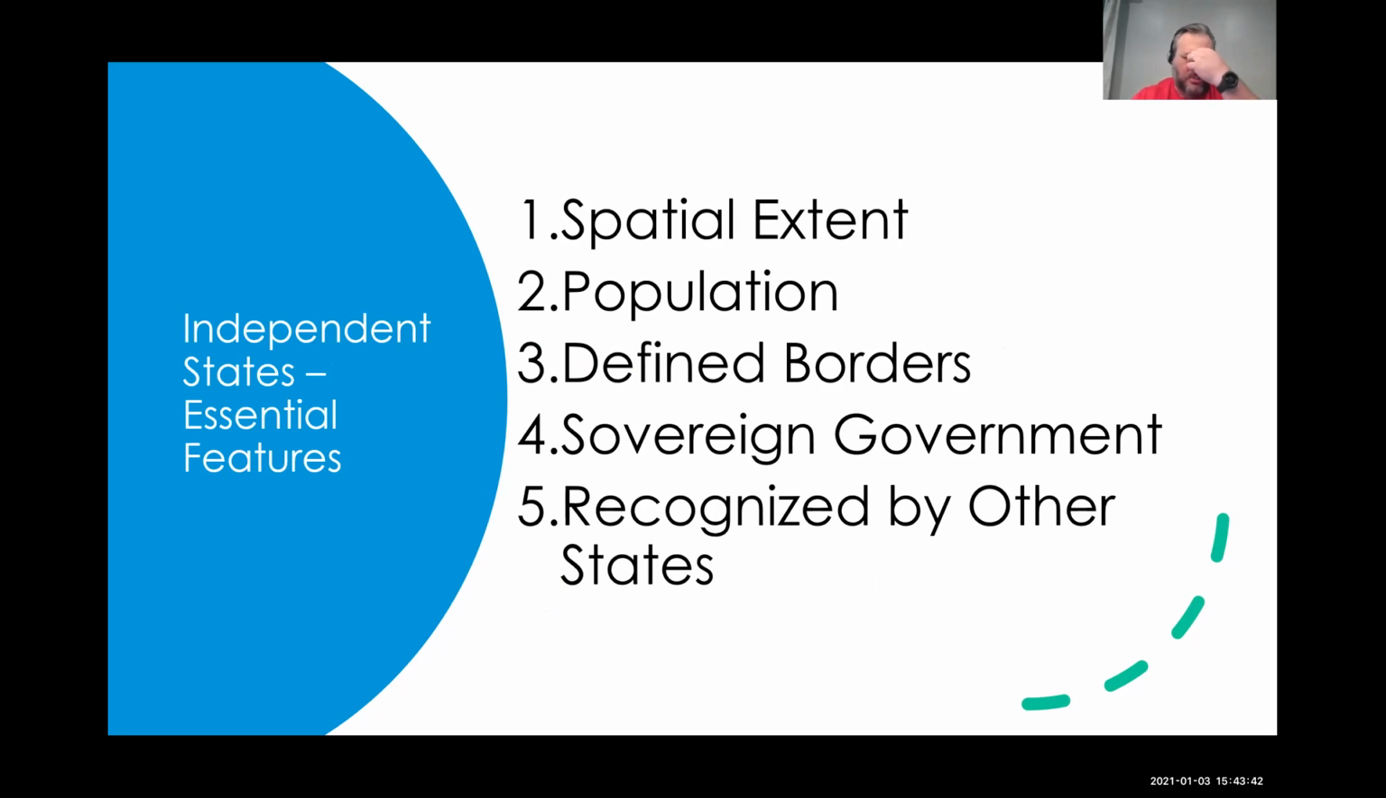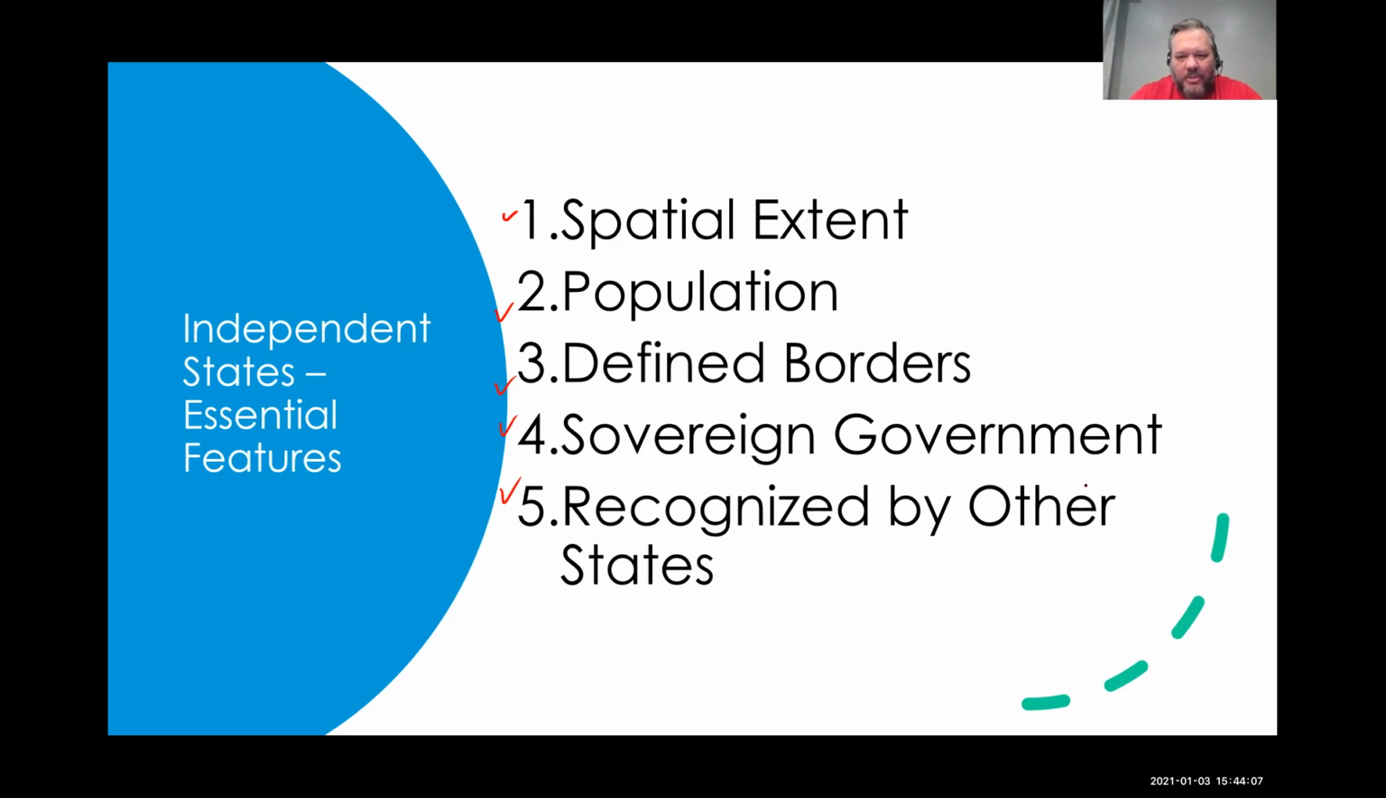So let's look at these 5 things that make up a state. These are the essential features. If a place can tick off all 5 of these, then we would say that they are indeed a state, a recognized political unit. So first, they have to have spatial extent. They have to exist in a place. They have to have a population. That makes sense. No states without people.